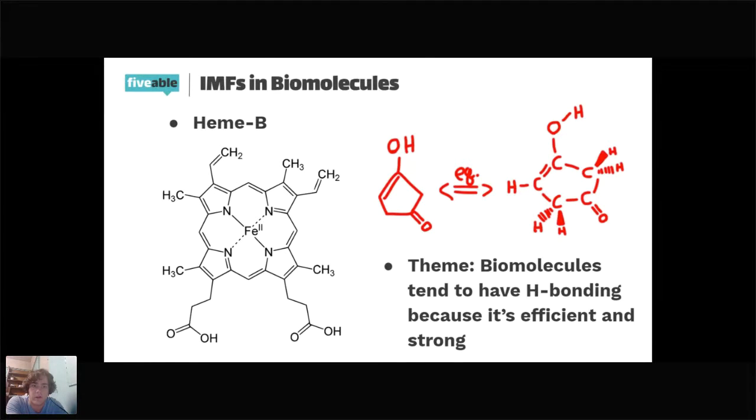So the theme here is biomolecules tend to have hydrogen bonding because it's very efficient and very strong. If you think about structural integrity, there's only really 3 ingredients in molecules bound by hydrogen bonds: there's hydrogen and nitrogen, oxygen, fluorine, and then a separate nitrogen, oxygen, fluorine. And that's crazy effective for keeping strength and integrity in a set of molecules. So that's the theme here. Does that make sense? I hope the heme and the DNA are enough of an example to talk about how biomolecules tend to have hydrogen bonding. Does that make sense?